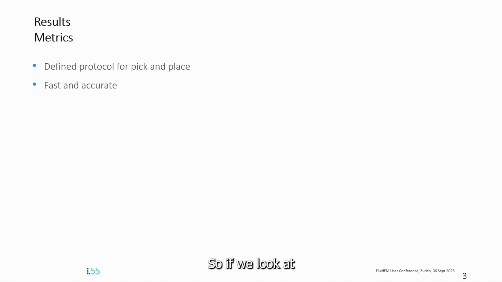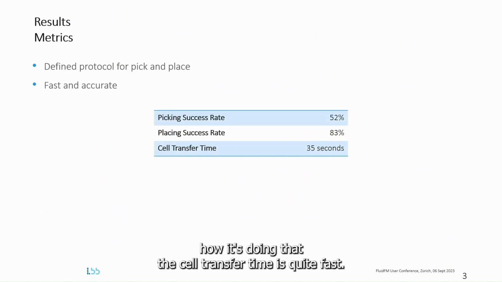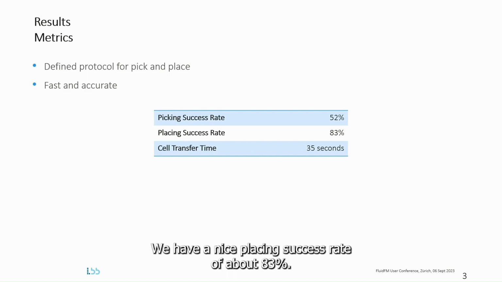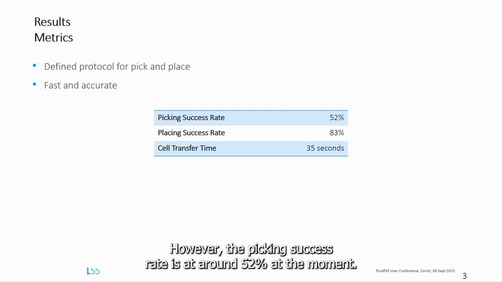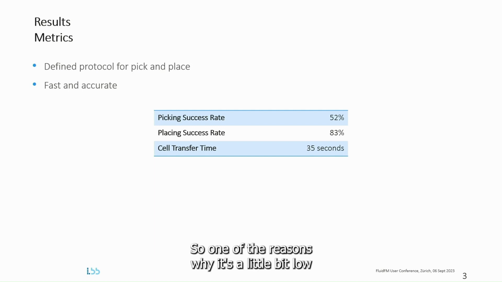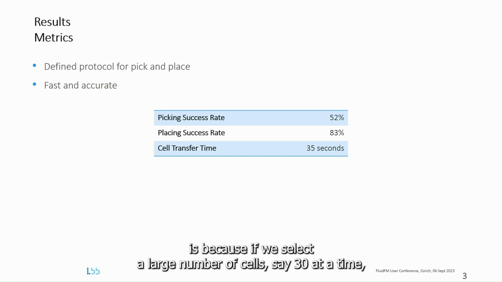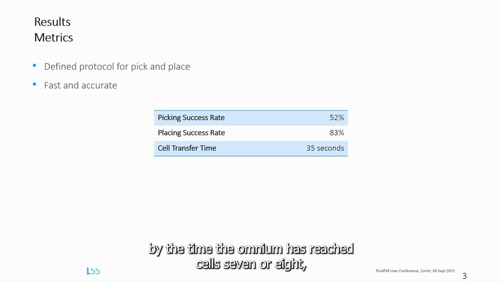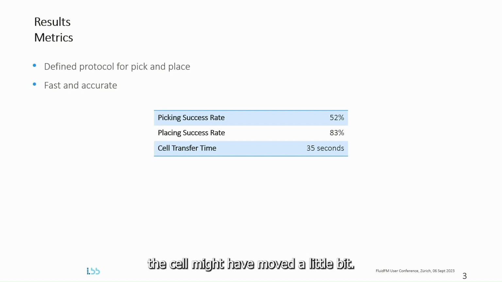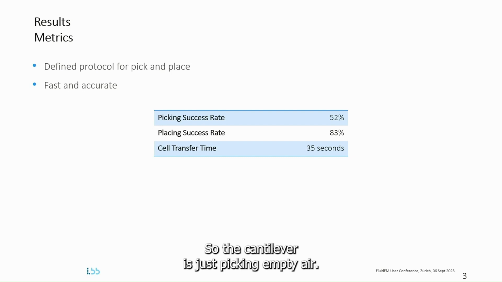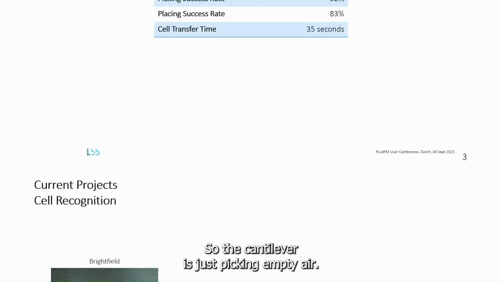So if we look at how it's doing, the cell transfer time is quite fast. It's about 35 seconds. We have a nice placing success rate of about 83%. However, the picking success rate is at around 52% at the moment. One of the reasons why it's a little bit low is because if we select a large number of cells, say 30 at a time, by the time the OMNIUM has reached cell 7 or 8, the cell might have moved a little bit, so the cantilever is just picking empty air.